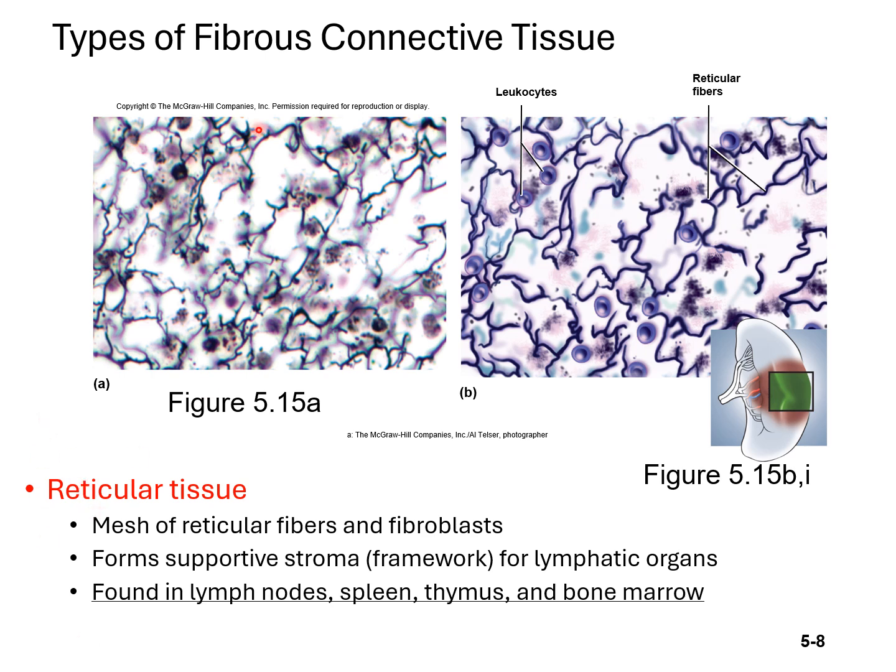Next one, reticular. To me, this looks like broken glass. And these fibers are called reticular fibers. They're thicker than elastic fibers, and because they're reticular fibers, it's called reticular tissue. This is a mesh of reticular fibers and fibroblasts. It forms the framework for lymphatic organs, found in lymph nodes, spleen, thymus, and bone marrow.